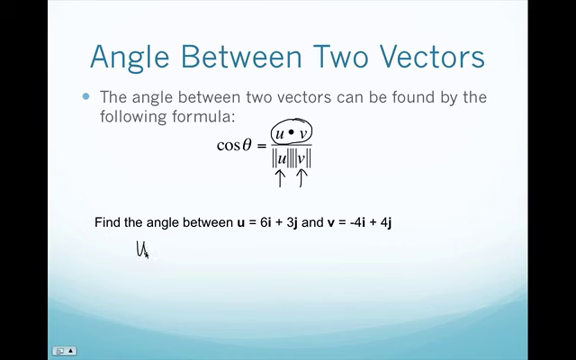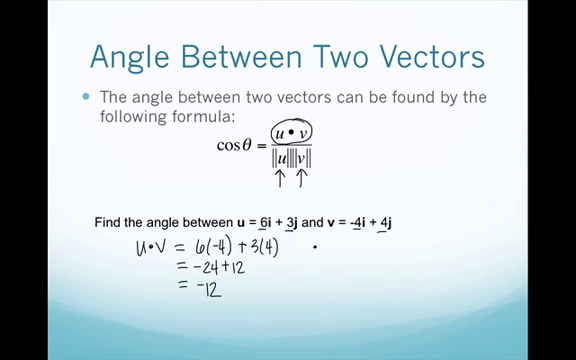So first let's find the dot product between u and v. So that's going to equal 6 times negative 4 plus 3 times 4. So it's our u1 times our v1 plus our u2 times our v2. So this ends up with negative 24 plus 12. So our answer is negative 12.